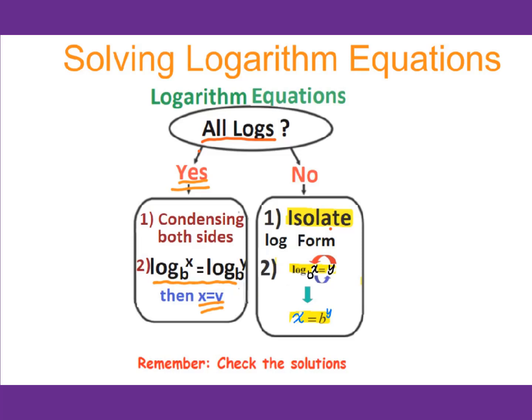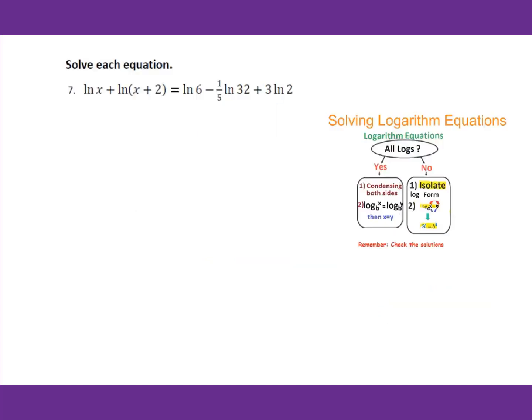If the answer is no, we do have some constant, then you need to isolate the log form on one side, condense the log, and change it into this form. Then change the log into exponential form to solve for x. But remember, you need to check the solutions because some solutions are extraneous. Now go to number 7.